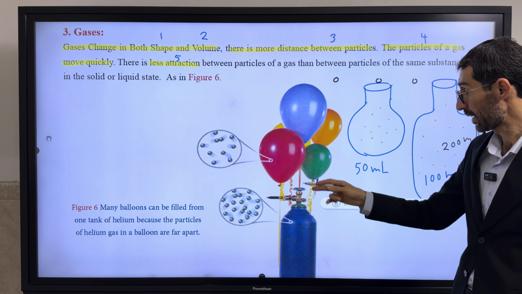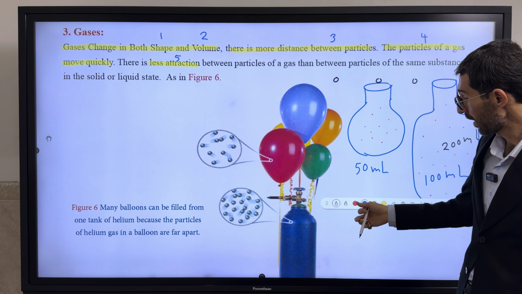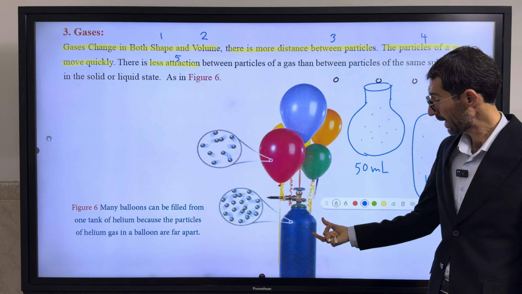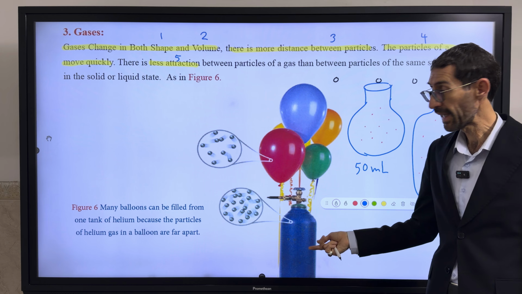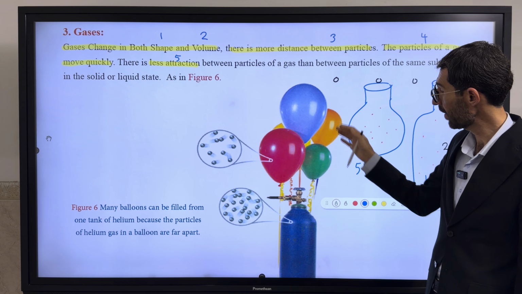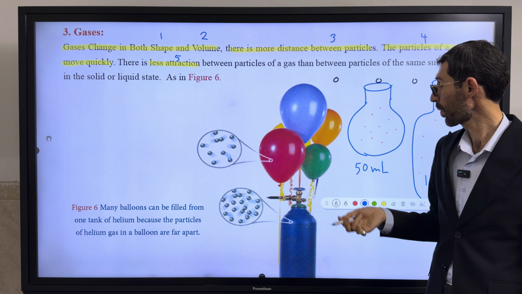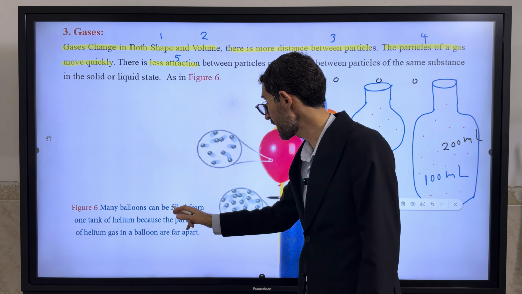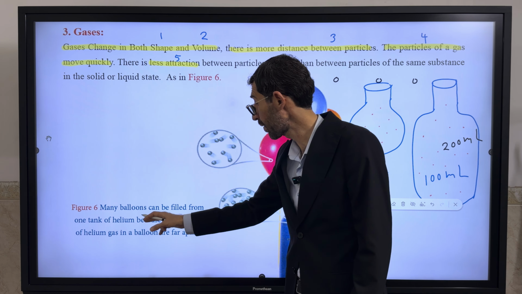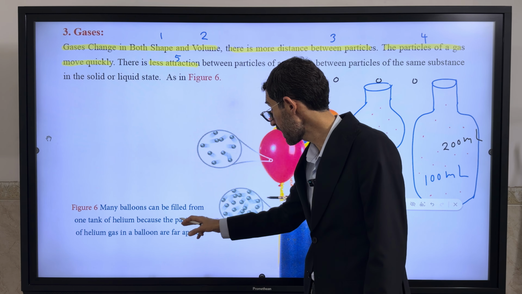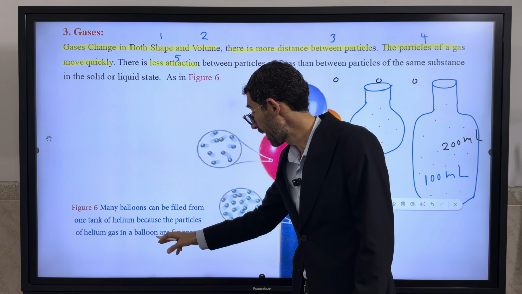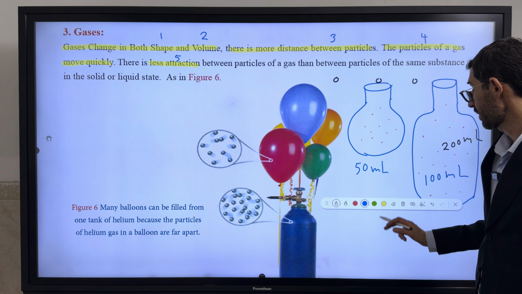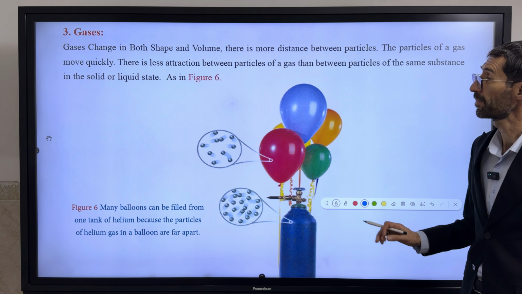Let me read the information of figure 6. In figure 6, there's a gas tank. The gas is actually filled with helium, and you can fill these balloons with different volumes by this tank. Let me read the information. Many balloons can be filled from one tank of helium because the particles of helium gas in a balloon are far apart. They are far apart, and that's it for the gases.